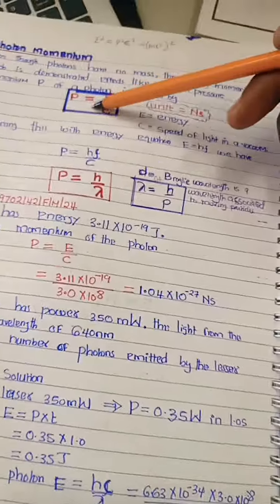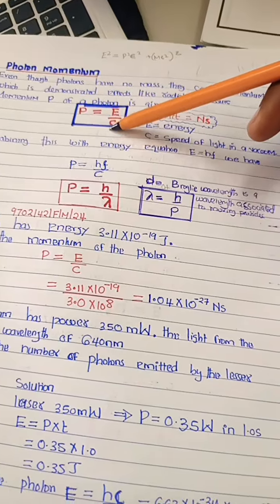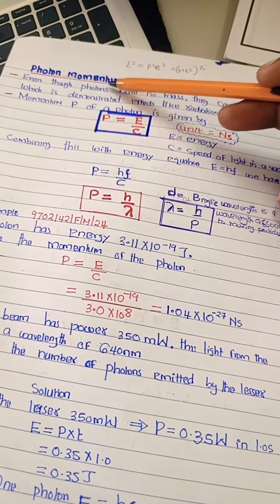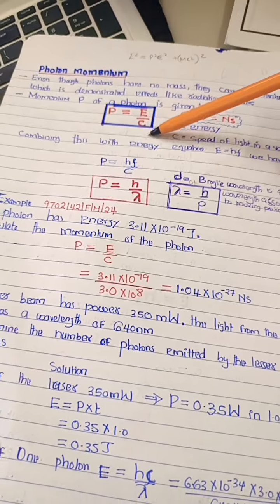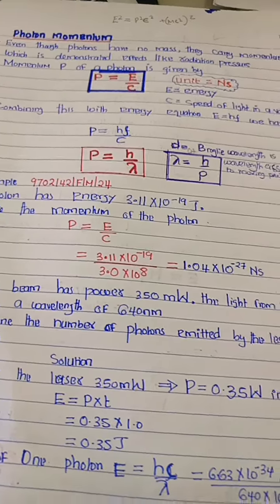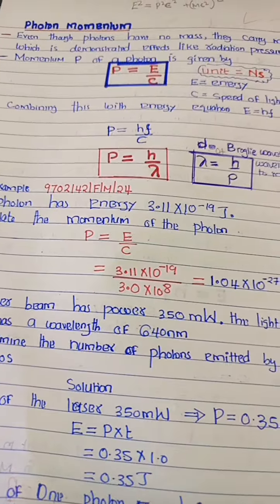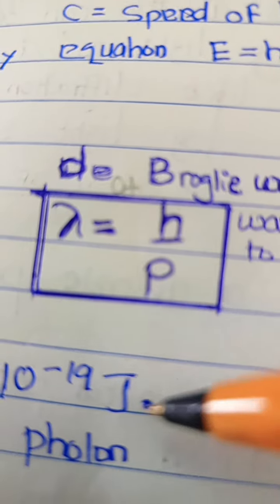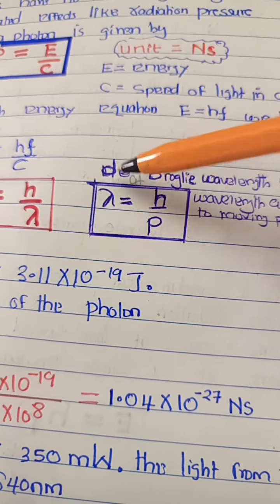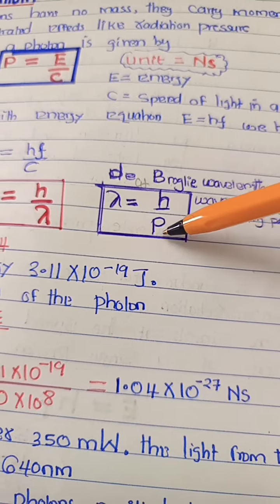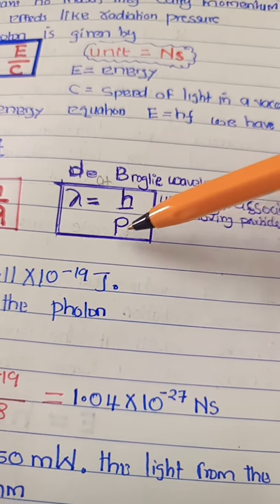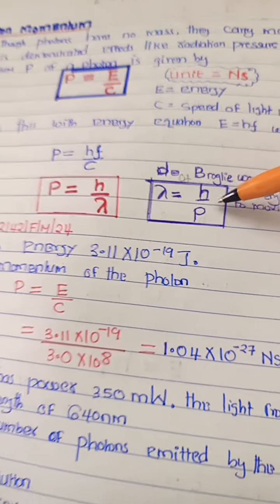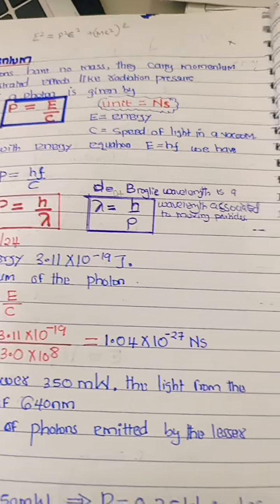The next concept is photon momentum, and momentum is given by the energy of the photon over the speed of light. And then you also have to remember the concept of the de Broglie formula. The de Broglie wavelength is going to be wavelength equal to Planck's constant over momentum. What is de Broglie's wavelength? This is the wavelength associated with moving particles.